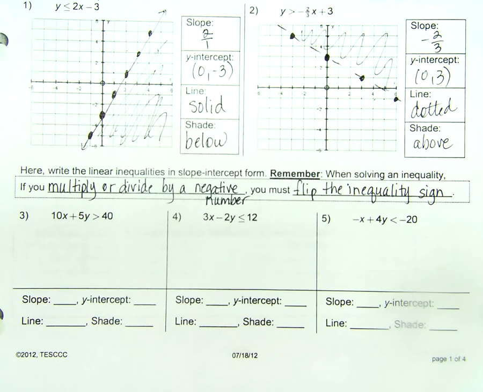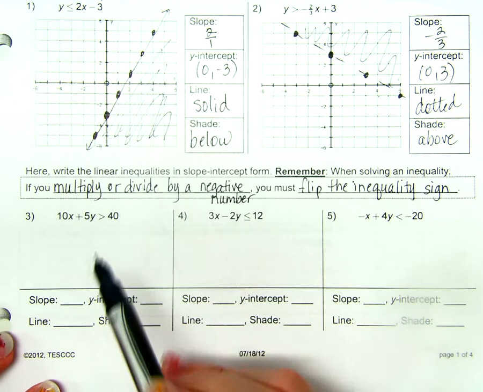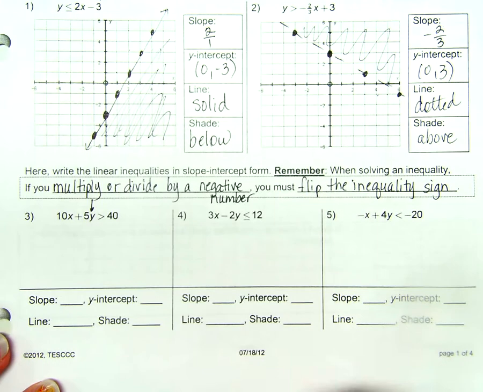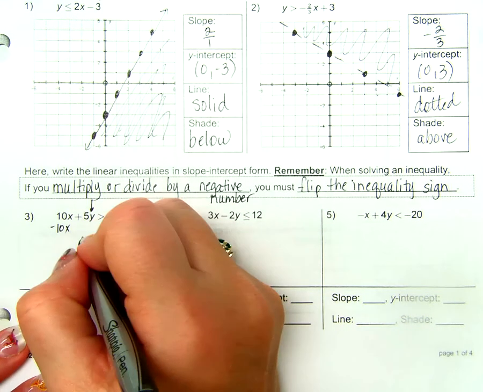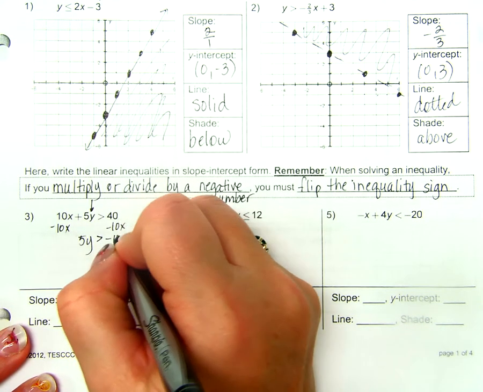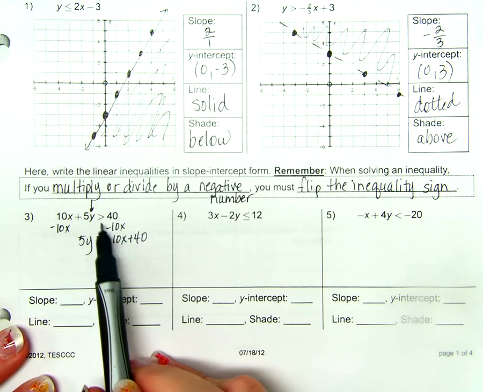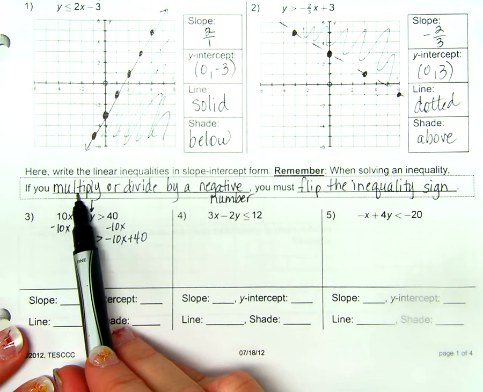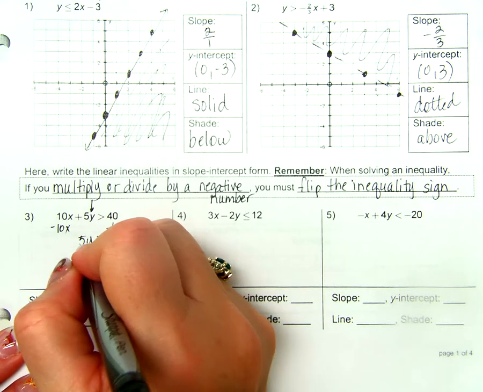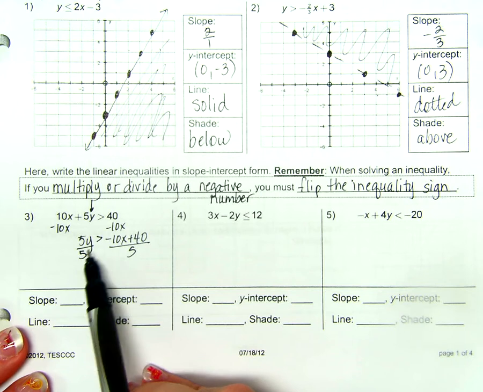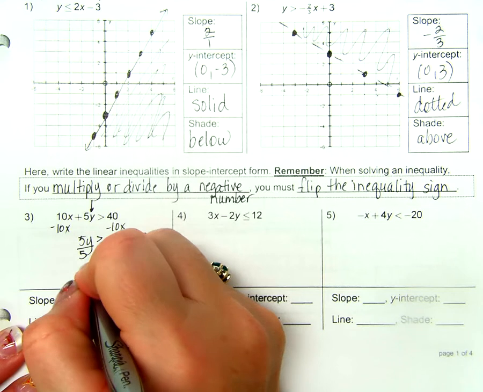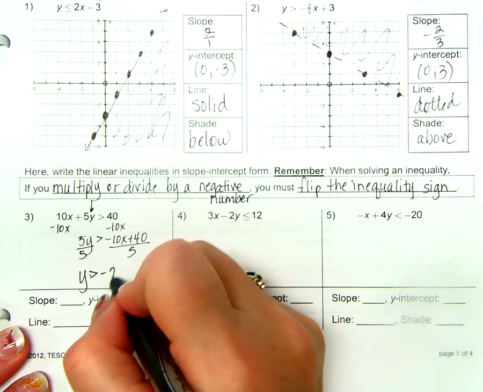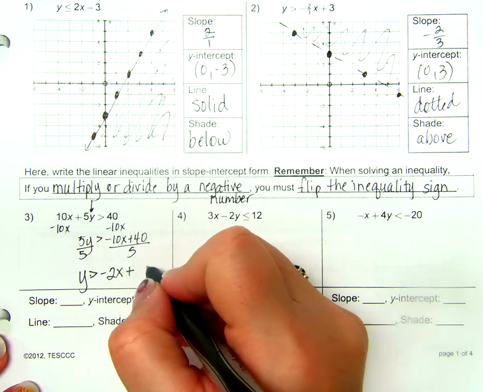Look at number 3. We need to get it into slope-intercept form, which means we have to solve for y. Okay? So what do I do first to get everything away from y? Subtract the 10x. So what I'm left with is 5y is greater than negative 10x plus 40. Now I subtracted 10. Do I flip the sign? Only if I multiply or divide, right? Now I'm dividing by 5. Oops, I'm dividing, so I should flip the sign. Why not? It's not a negative number, okay? So y is greater than negative 2x plus 8.